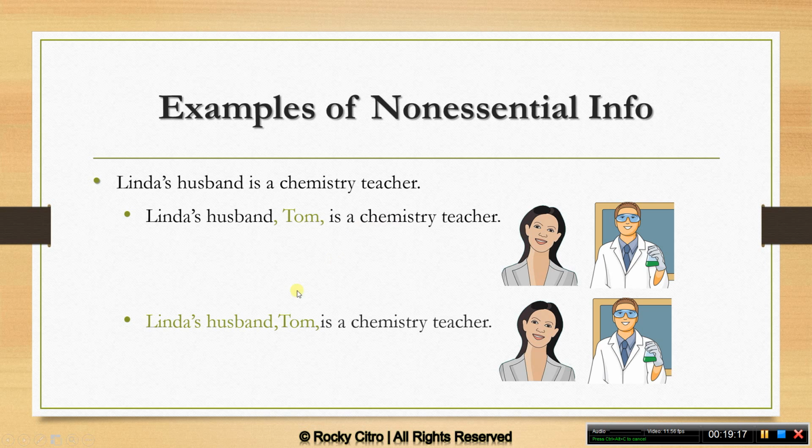But maybe if Linda had three brothers, then it would make sense to take the commas out because it would specify which brother. So Linda's brother Tom is a chemistry teacher. That would mean she has a couple of other brothers who maybe were policemen or doctors, and you had to specify which brother was the chemistry teacher. Okay, again, no commas would mean it is essential. I'm sorry.